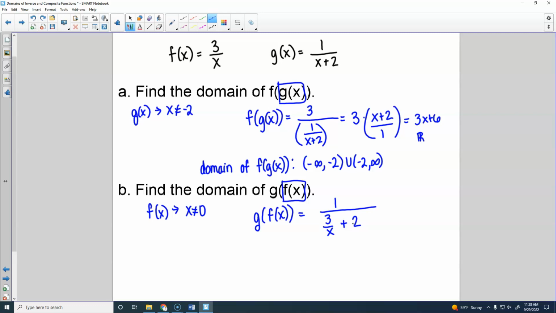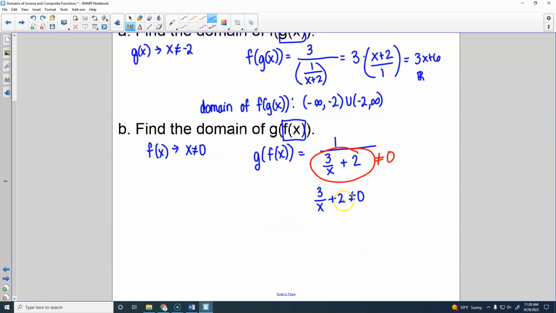Can I do dividing fractions, easy as pie, flip the second, multiply on this one? I cannot, because I do have a fraction here, 3 over x, but the whole thing is not a fraction. So we have a denominator of a fraction here. What can that not equal? 0. So we're going to say 3 over x plus 2 cannot equal 0.